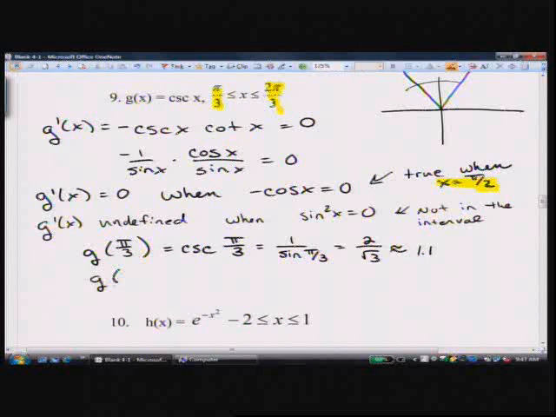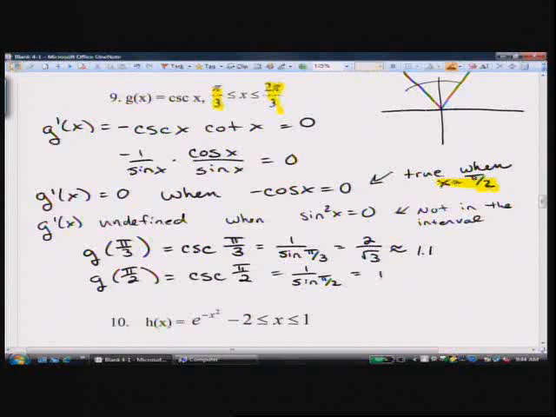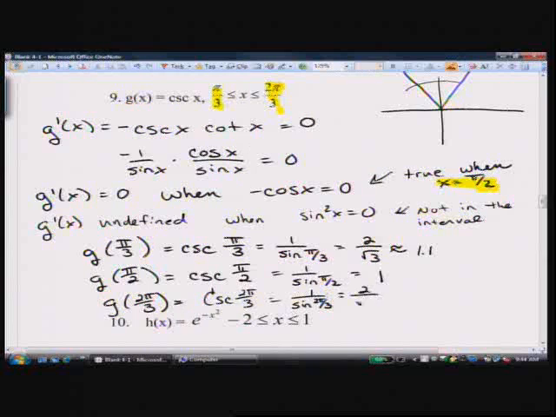Now, g of pi over 2 is equal to the cosecant of pi over 2, which is 1 over the sine of pi over 2. Sine of pi over 2 is 1, though, so that's 1. And g of 2 pi over 3 is equal to the cosecant of 2 pi over 3, which is 1 over the sine of 2 pi over 3, which is in the second quadrant. It's still positive, so it's 2 over the square root of 3, which is still 1.1.